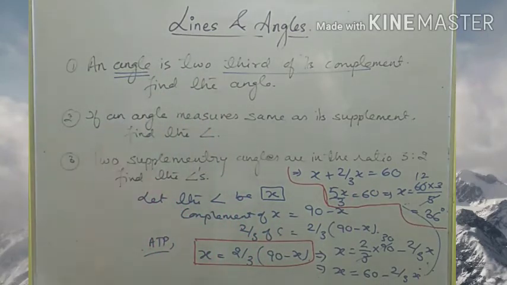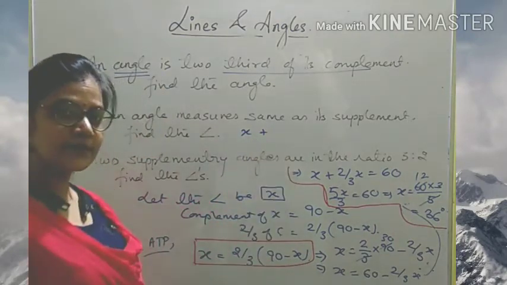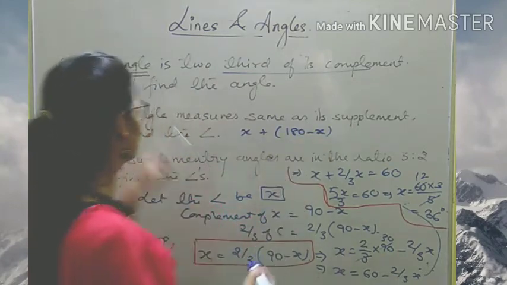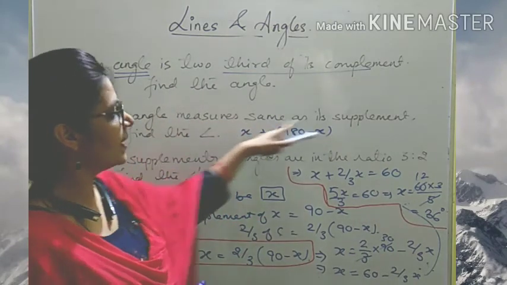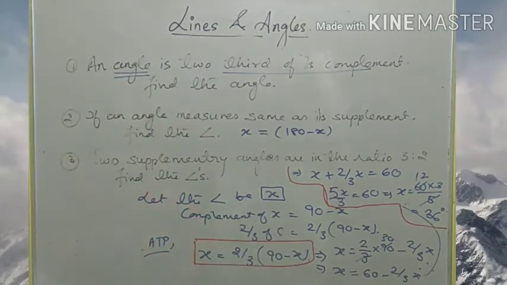Similarly, in the second question, what is asked? An angle measures the same as its supplement. Let the angle be, यहाँ क्या लेंगे? Let the angle be x. What will be its supplement? Its supplement will be 180 minus x. An angle measures the same as its supplement. तो क्या आ जाएगा? x equals 180 minus x. And then we can solve.